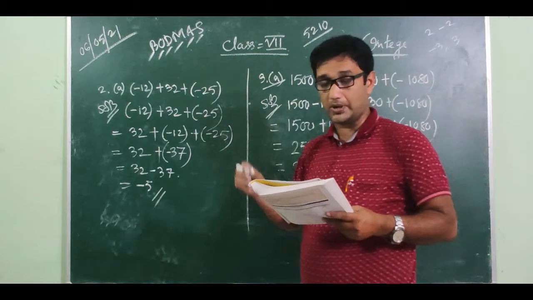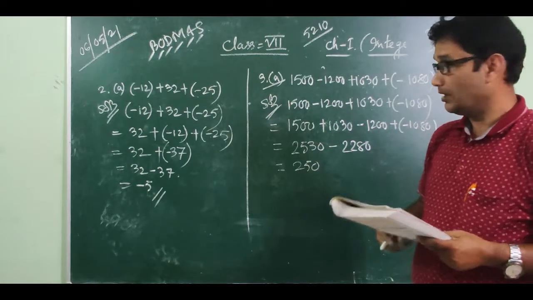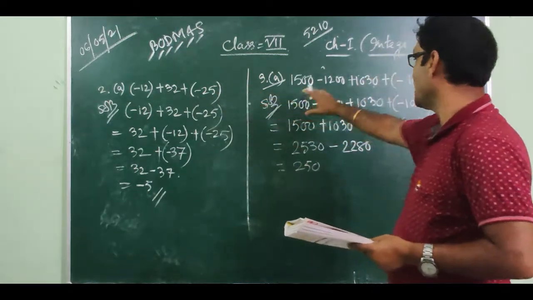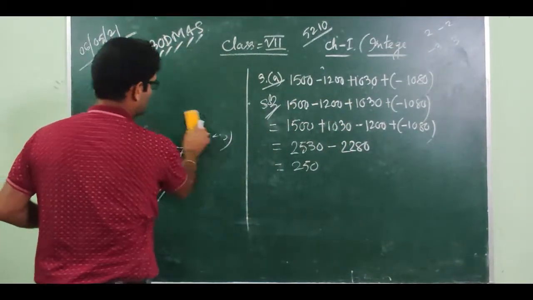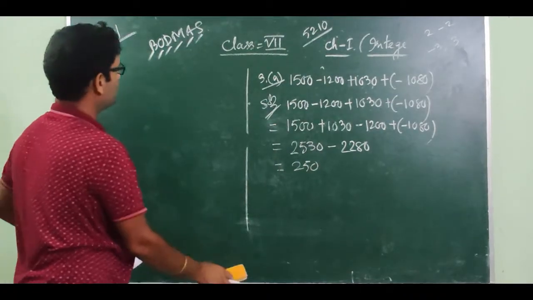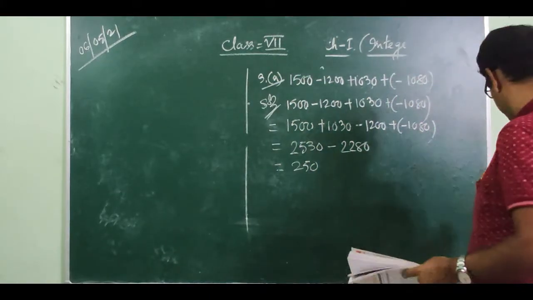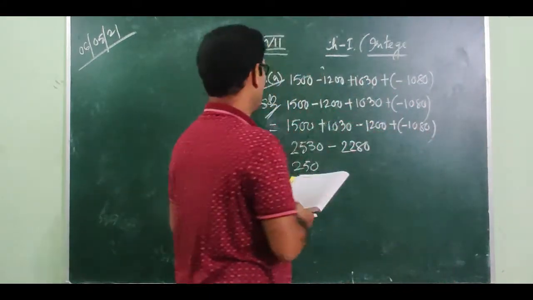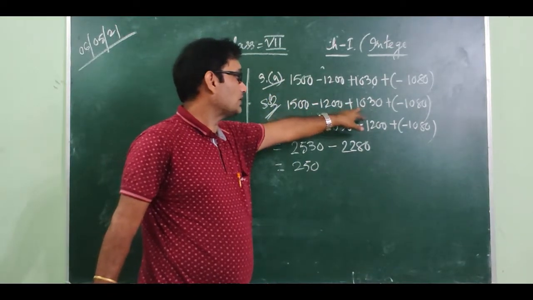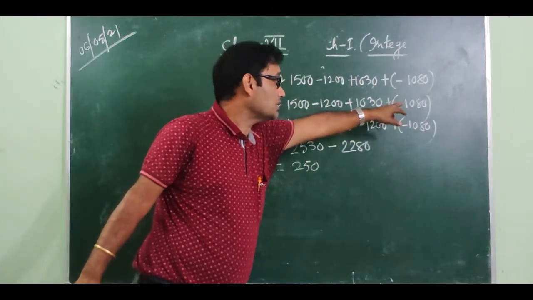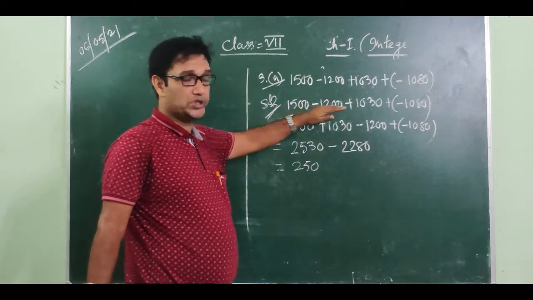Then you see question number 3. Question number 3 also is given. Simplify the following. In the earlier question only 3 integers were given, but here 4 integers are given. For question number 3, I have written the first question: 1500 minus 1200 plus 1030 plus minus 1080. Then we will write the positive integers first.